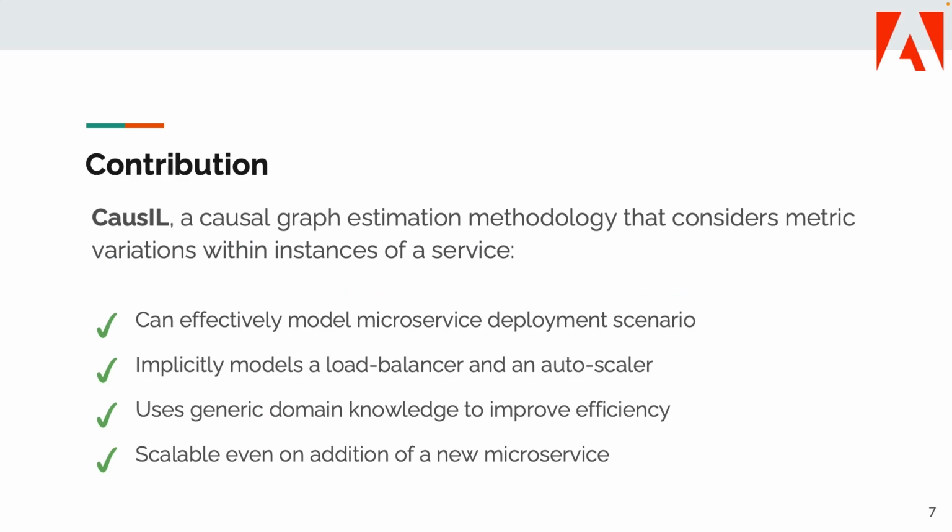Hence, in this work, we propose a causal graph estimation technique named CausIL that takes into consideration these metric variations within instances of a service while constructing the graph. It also implicitly captures autoscaler decisions by modeling the transient and dynamic nature of the instances. We have also utilized generic system domain knowledge to boost the accuracy and improve time complexity.